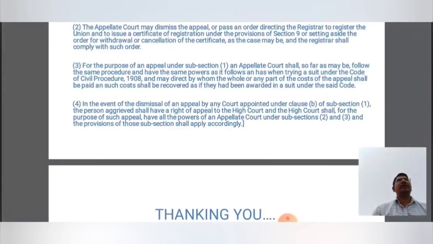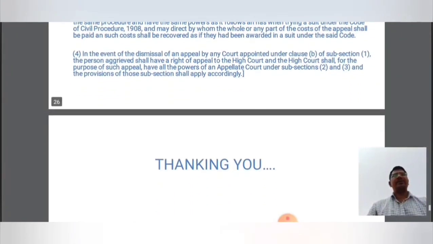So in this particular session we have discussed trade unions, the formation of trade unions, the definition of trade union, then various aspects under different sections, appeal, registration, and certification. You will be understanding all this with respect to the Trade Union Act 1926, which is very crucial as far as industrial relations are concerned. I hope you have understood this.